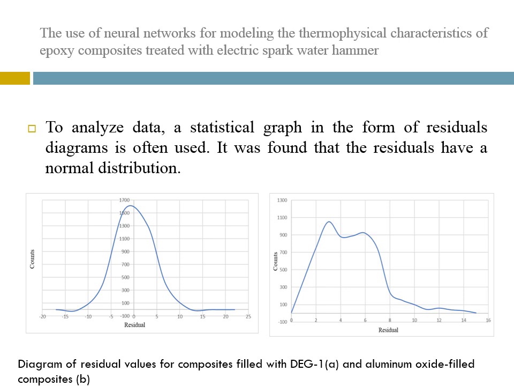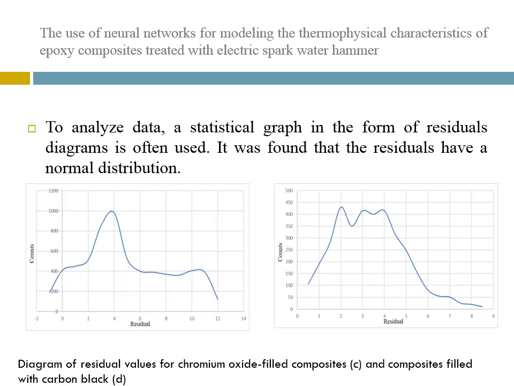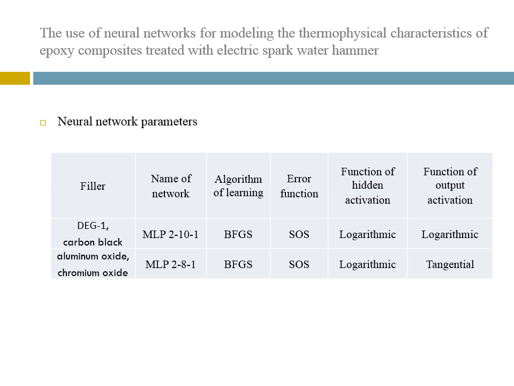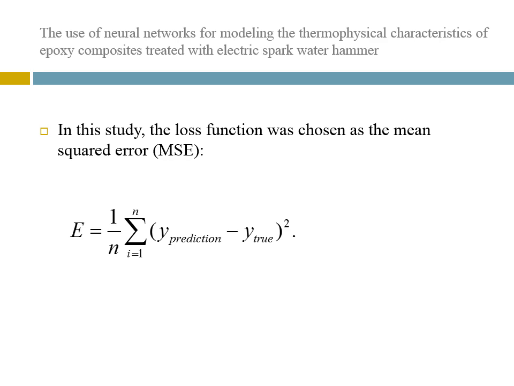To analyze data, a statistical graph in the form of residuals diagrams is often used. It was found that the residuals have a normal distribution. Here you can see the main parameters of the neural network: name of network, algorithm of learning, error function, function of hidden activation, function of output activation. In this study, the loss function was chosen as the mean squared error.